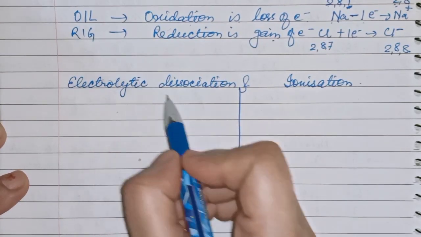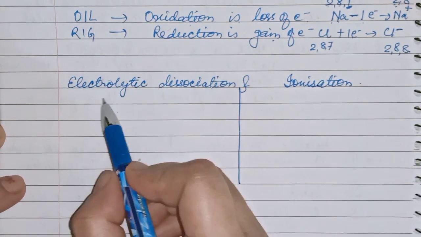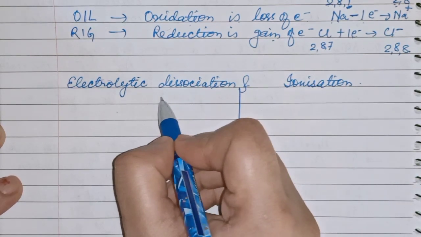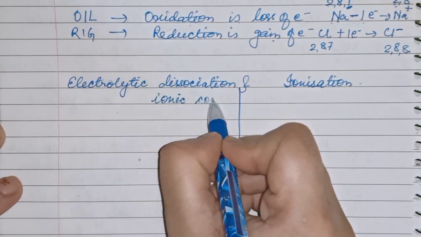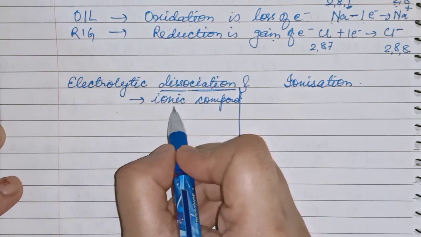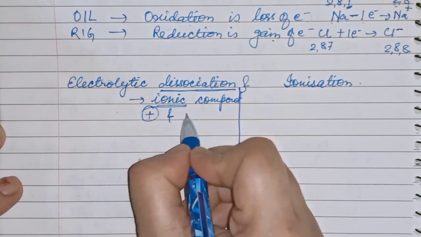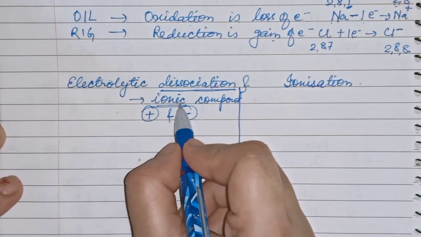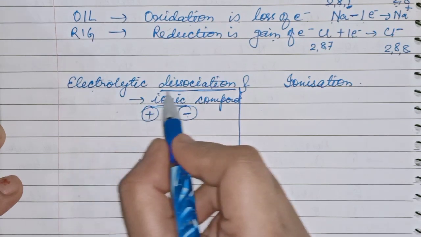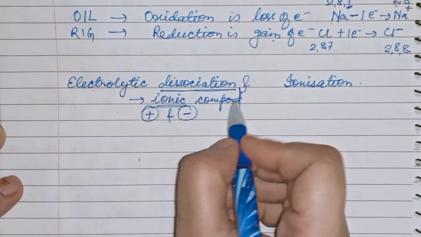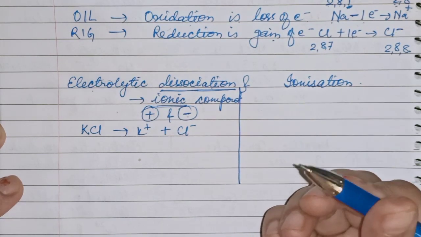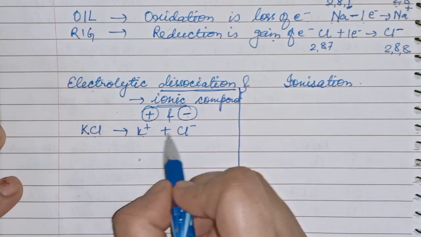Now next is electrolytic dissociation and ionization. What is the meaning of dissociation and ionization? Dissociation takes place for ionic compounds. Dissociation means to separate. In an ionic compound, plus and minus ions are already present, so you just have to separate them. This is called electrolytic dissociation. It takes place for ionic compounds like KCl, with K plus and Cl minus ions, in which ions are already present.